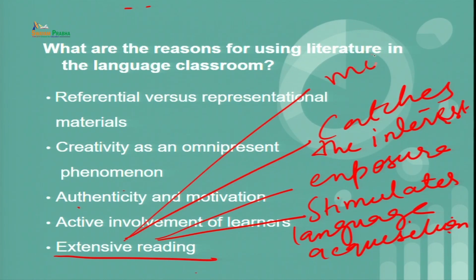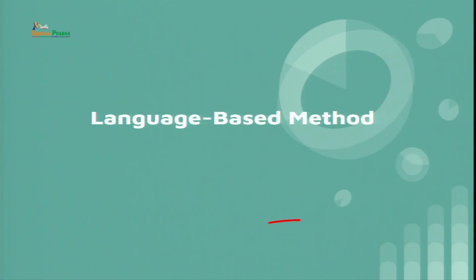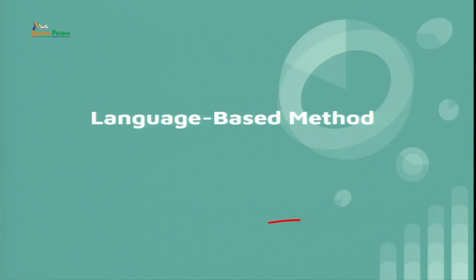So, motivation will be induced into the minds of the learners when they are exposed to the authentic text, that is literature. Now, we are coming across the three important methods or approaches of teaching language through literature. So, the first one that we will be dealing with is the language based method.